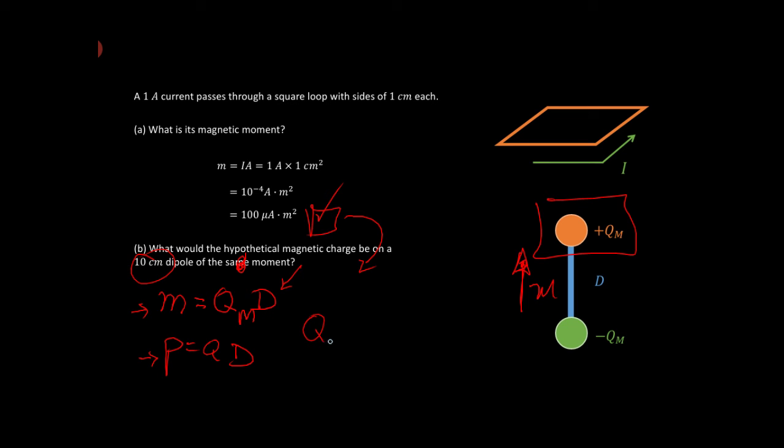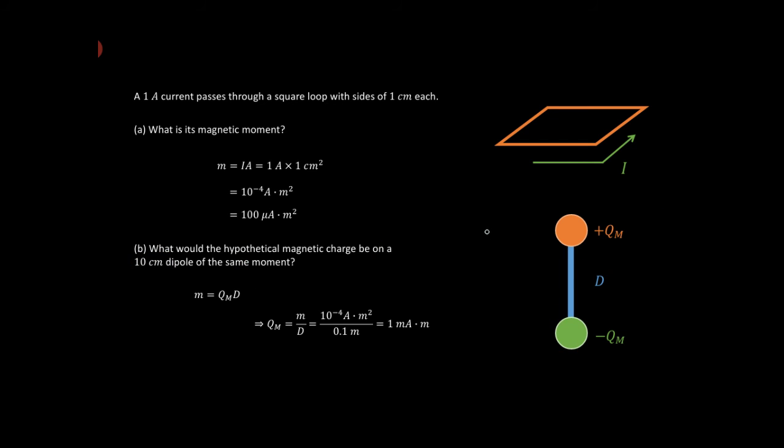So that means Q_M is equal to M over D. We said M was 100 microamp meters squared. And then we said D was 10 centimeters, 0.1 meters. So that gives us 1 milliamp times a meter, 1 milliamp meter, as our charge on that dipole. So each one of these we have plus 1 milliamp meter here, and we have minus 1 milliamp meter there.